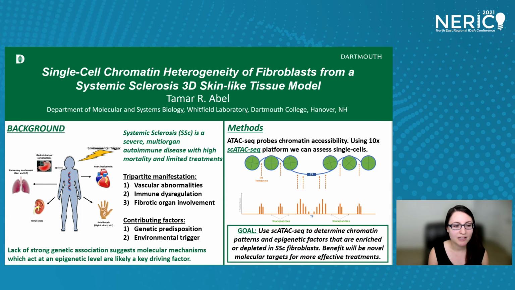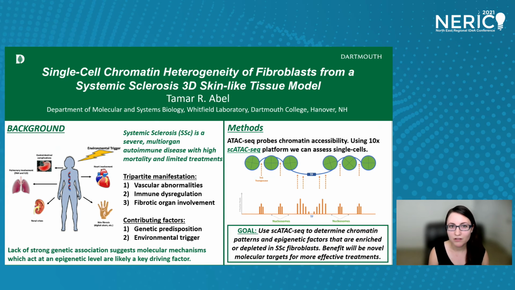In the clinic, it presents with both vascular and immune dysregulation, as well as extensive fibrosis. Some contributing factors are thought to be genetic predisposition, as well as an environmental trigger that causes onset of the disease. However, lack of a strong genetic association suggests that molecular mechanisms which act at an epigenetic or non-coding level are likely the most influential driving factors for this disease.